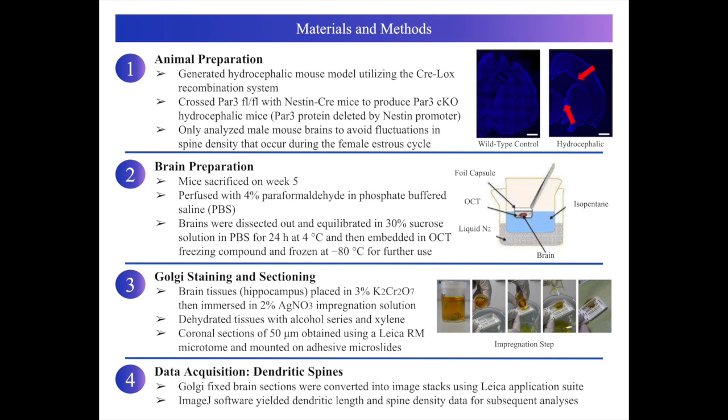Later, brain samples underwent the Golgi staining process, during which they were immersed in silver nitrate impregnation solution, allowing sparse labeling for data analysis. Tissues were then dehydrated using an alcohol series, and sections of 50 micrometers were then obtained. Lastly, the Golgi fixed brain sections were converted into image stacks using the Leica application suite, and then dendritic lengths and spine densities were calculated using ImageJ analysis software.